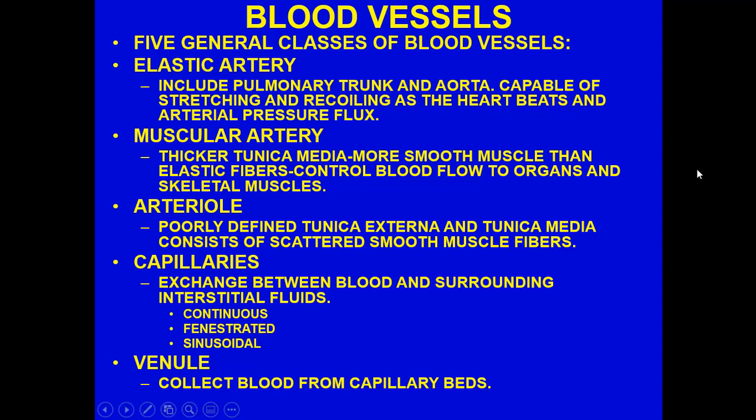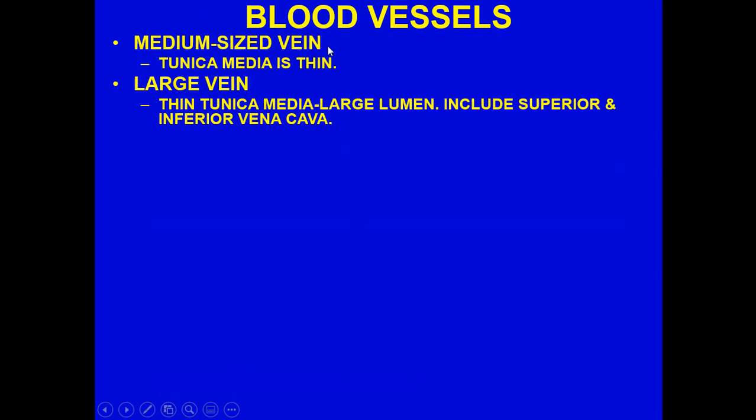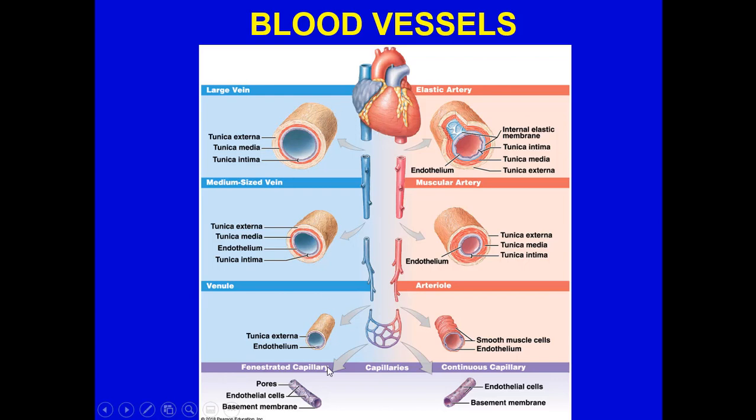The venule is basically a collection site to collect blood from the capillary beds. And then, of course, we've got the medium-sized vein and the large vein. In the medium-sized vein, the tunica media is thin. In the large vein, you have a thin tunica media again, but a very large lumen, and this includes the superior and the inferior vena cava. Now, as you can see in this comparison chart here, large vein, medium-sized vein, venule, you'll notice the differences in tunica externa, media, and tunica intima.